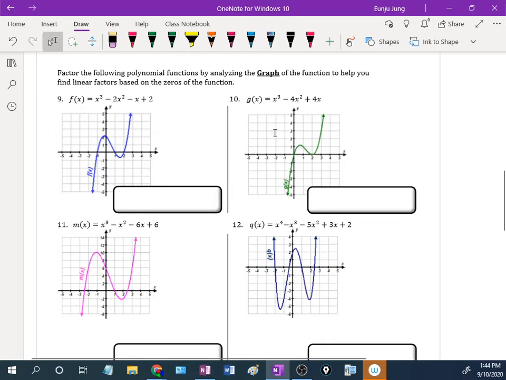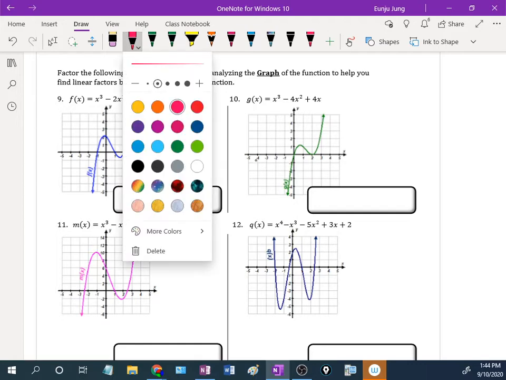Do you understand that? It's written in English. Do you get it? No? Then let's read one more time, okay? Factor the following polynomial functions. So you have a function here. We need to factor it out, okay? By analyzing the graph. Analyzing. What do they mean? So we'll look at the graph and we will find some zeros of the function.